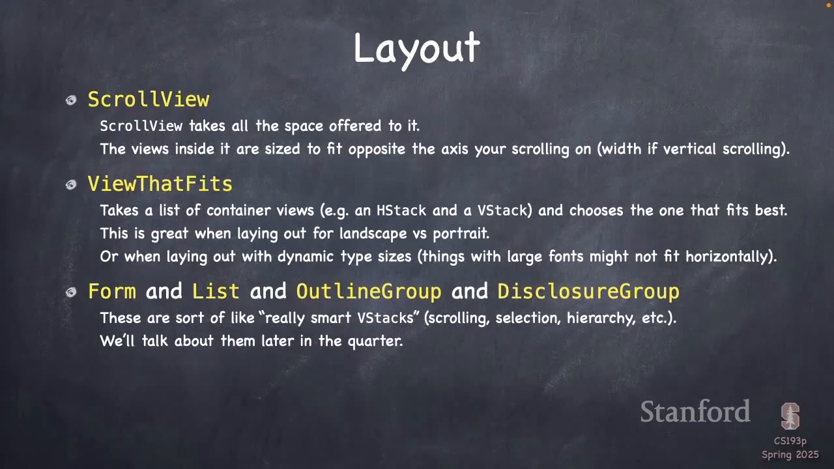Outline group and disclosure group, that's if you have hierarchical data, like let's say you were building an app that showed the file system. You got folders inside folders and files inside folders, and disclosure group is part of that because when you click on show me what's in this folder, it discloses it to you.